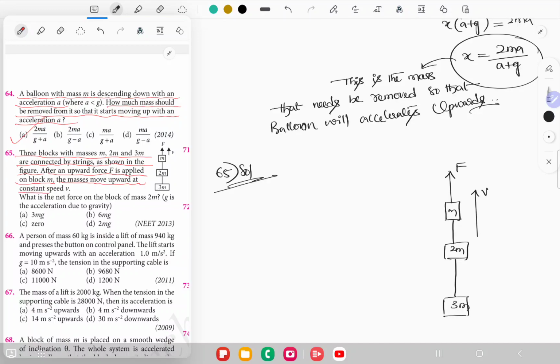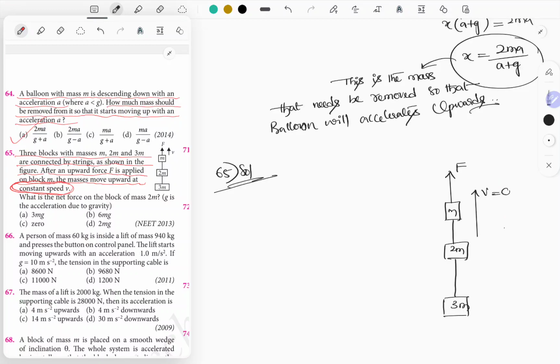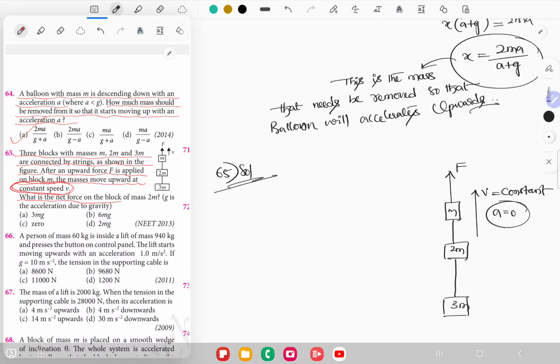move upward at constant speed. This is the hint. They are moving with a constant speed. Super. So if speed is constant, what about acceleration? Acceleration must be 0, right? Yes, it is. Okay. Then what is the net force on the block of mass 2m? g is acceleration due to gravity.